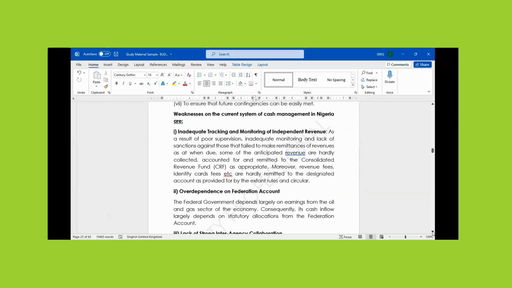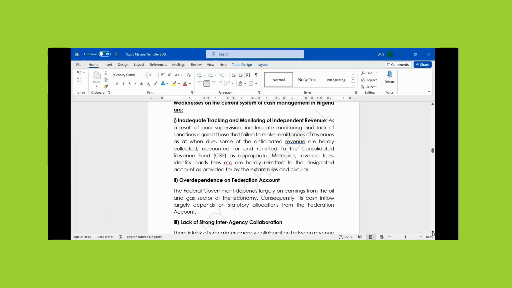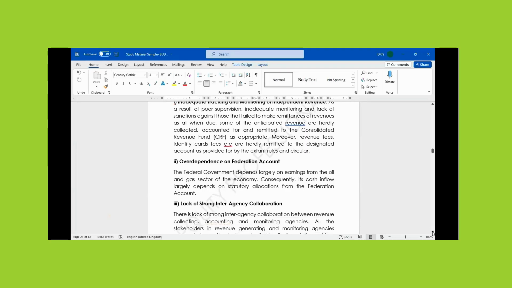Governments are not doing a good job to track their independent revenue. They don't track the revenue coming from other sources. Government only focuses on revenue going to the federation account, the consolidated revenue fund account, and the development fund account. There is other revenue that is not going to those funds, and government doesn't even bother about that.